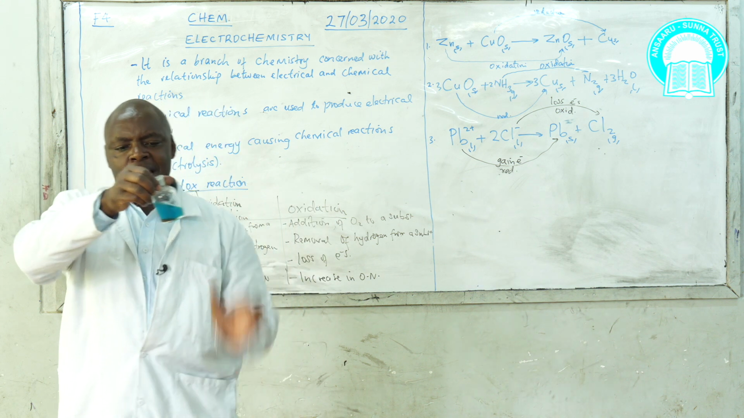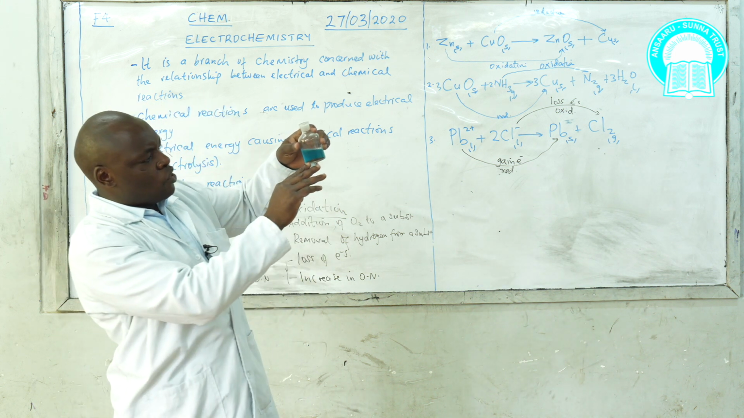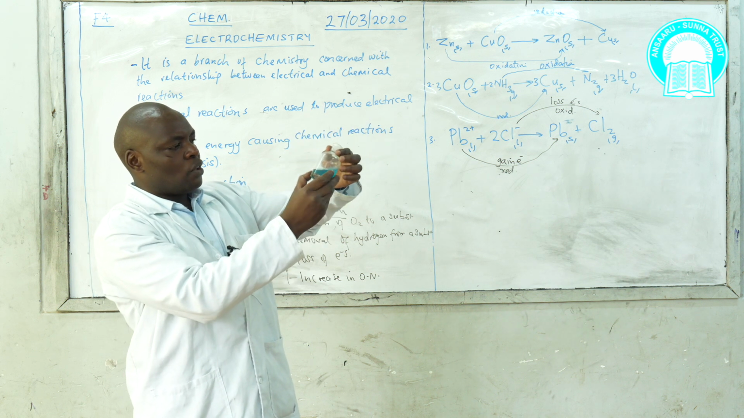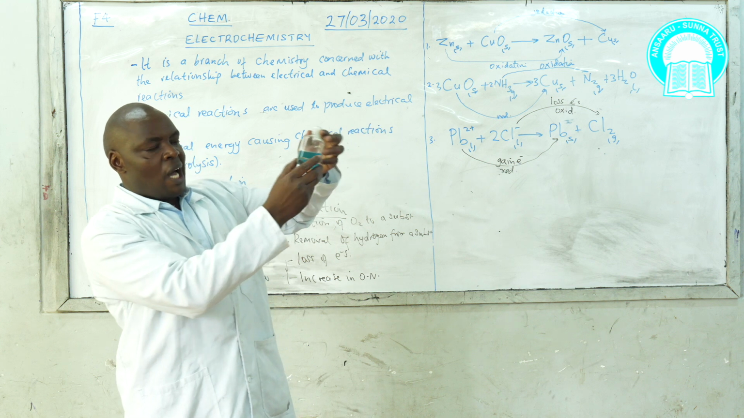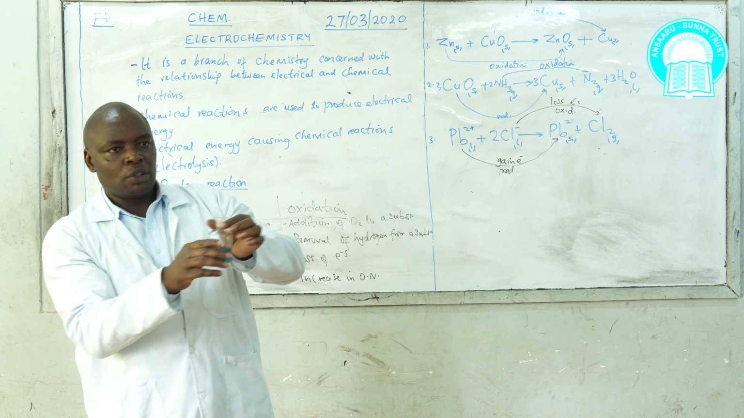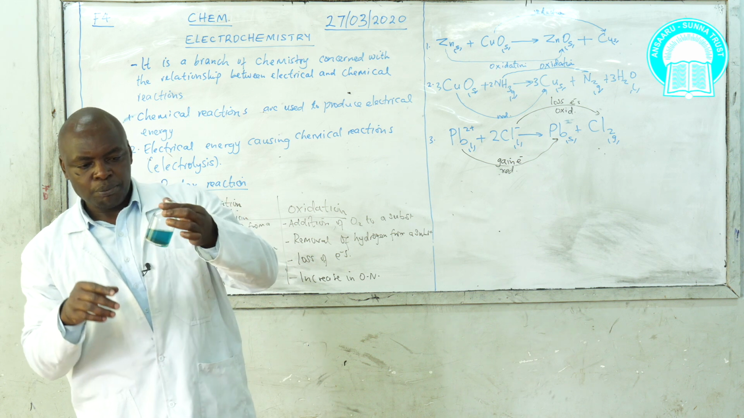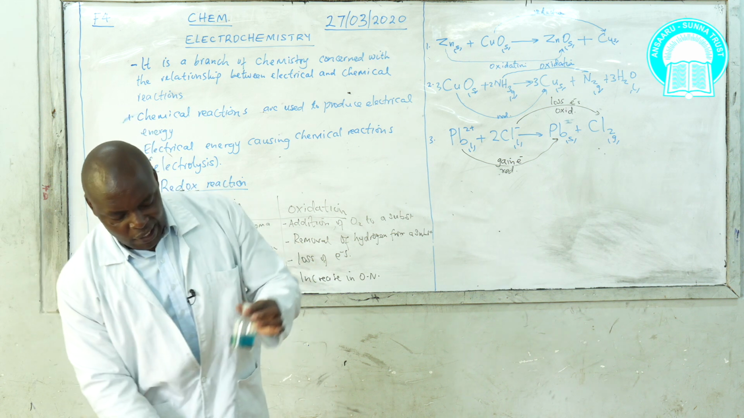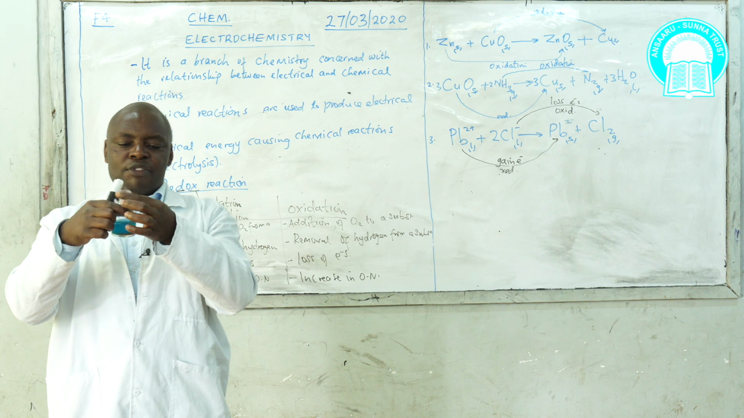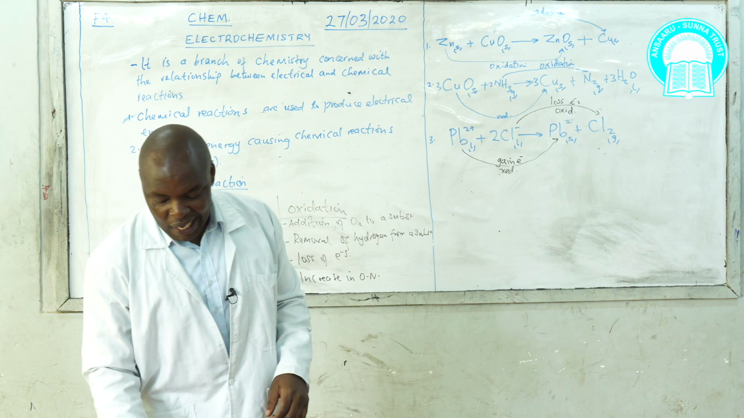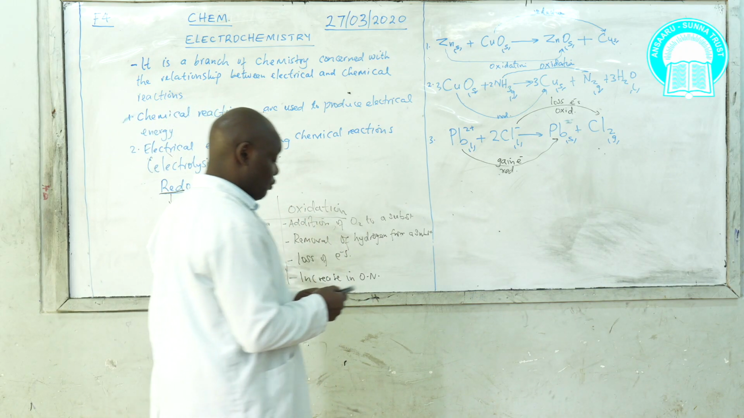And there is a brown solid deposited at the bottom of this reagent bottle. Now, this indicates that the brown solid that is formed here is copper metal, and the pale green solution that has been formed is a solution of iron 2 sulfate.